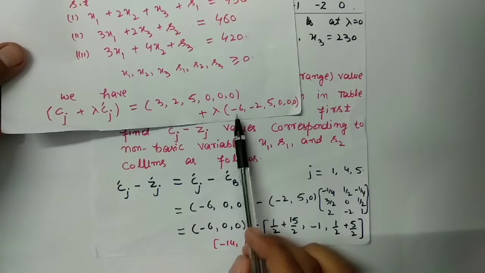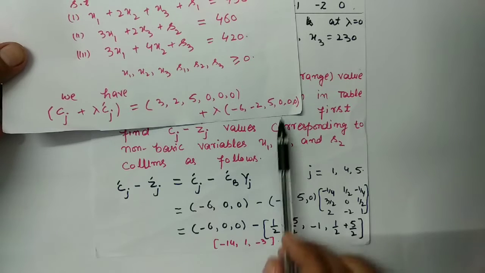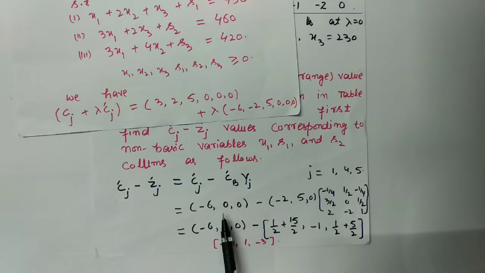Corresponding to s1 is -6, so I had written here, and corresponding to s1 column is 0, so I had written here, and corresponding to s2 is 0, so I had written here. Okay. Then c dash b. What is c dash b?